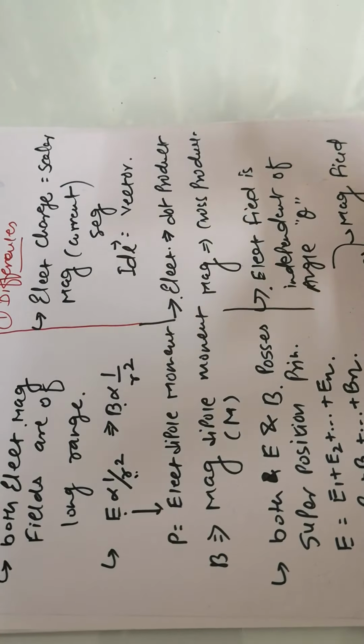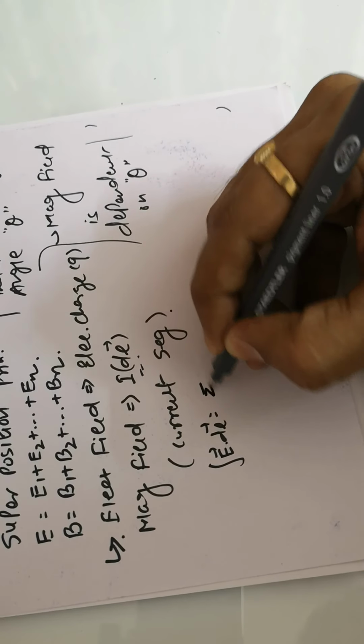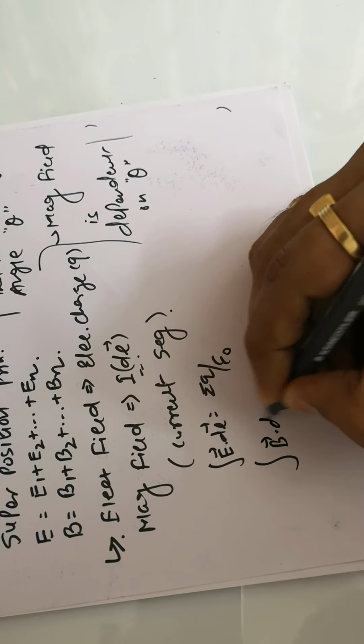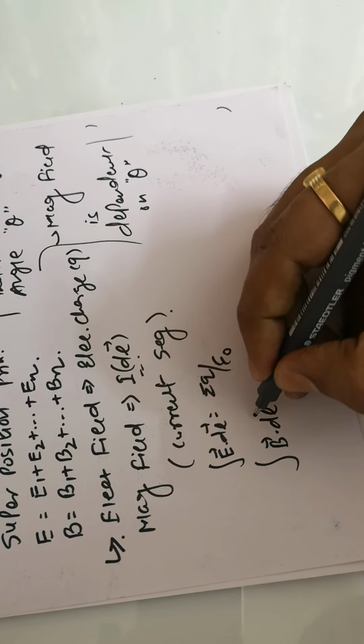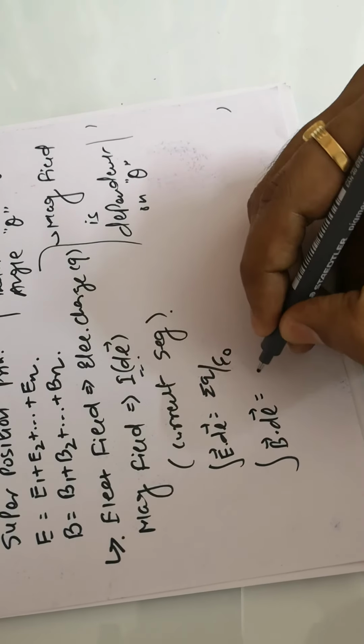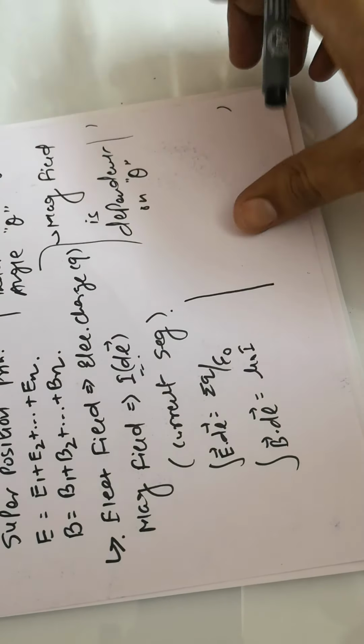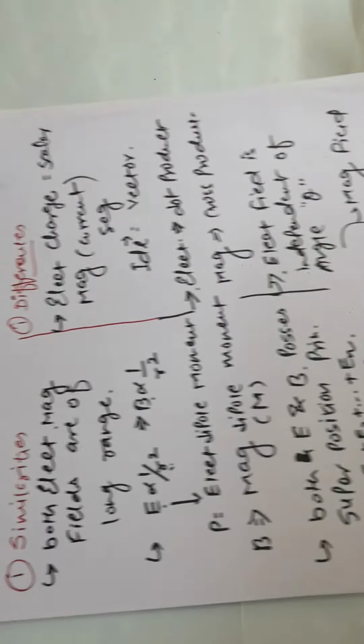Yes, you can also point out that there is one more similarity: the integration of E dot dl is sigma q by epsilon 0. In the same way you have Ampere's circuital law, where instead of dA you have dl, B dot dl, which is mu 0 times I, and these are the similarities. But you can also point out so many differences as well.